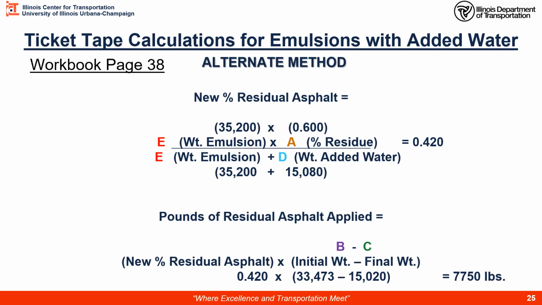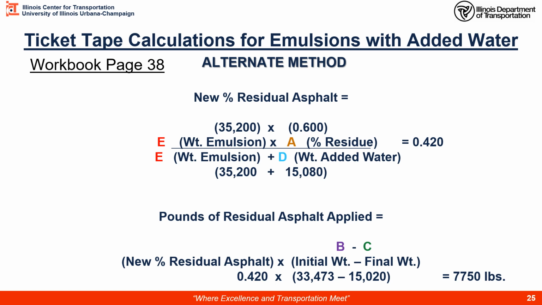Just so we can follow along here, here is how we're going to calculate this new percent residual asphalt. We're going to take the weight of the asphalt emulsion times the residue rate, which is 0.6 or 60%. So that gives us the amount of residue in our blend. And then we have all the materials involved. We have the emulsion and the added water, and we divide that through, we get 0.42 or 42% is our new residue rate.